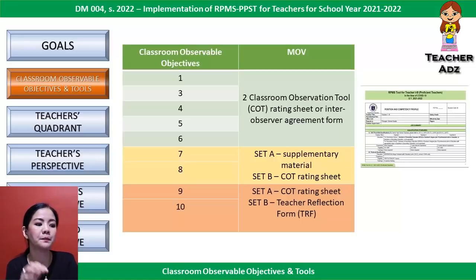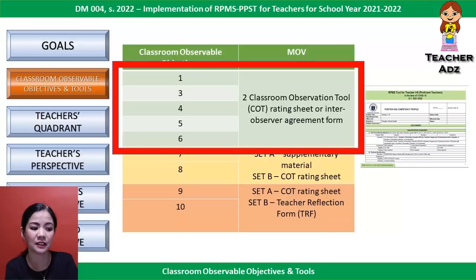So, the first 5 objectives are definitely going to be rated during the scheduled classroom observation using the classroom observation tool. So, sigurado na ang ating MOP ay COT rating sheets or inter-observer agreement forms.